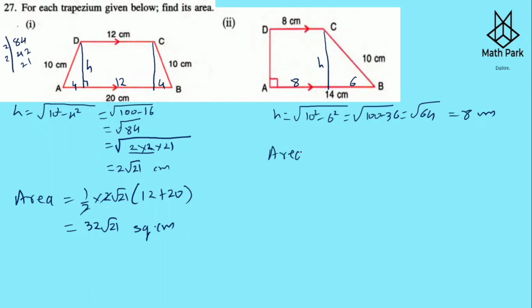So area is equal to half height, which is 8, bracket sum of parallel sides, that is 8 plus 14. So 2 ones are, 2 fours are. So 8 plus 14 is 22. So we get 22 times 4, we get this as 88 square centimeter is the area of this trapezium.